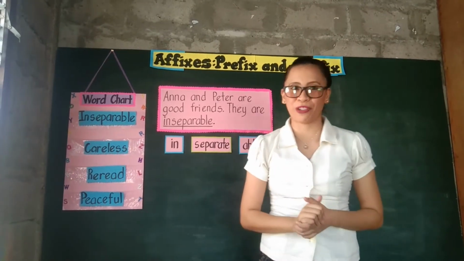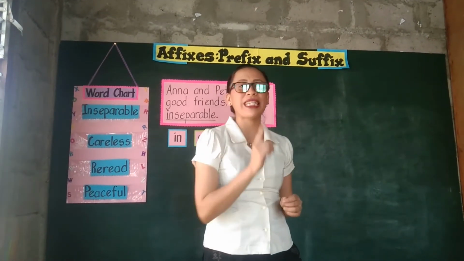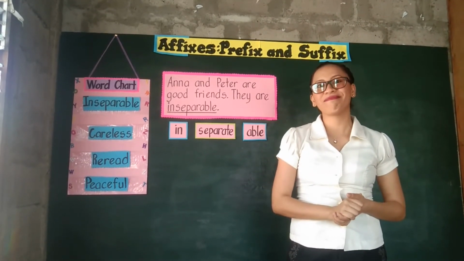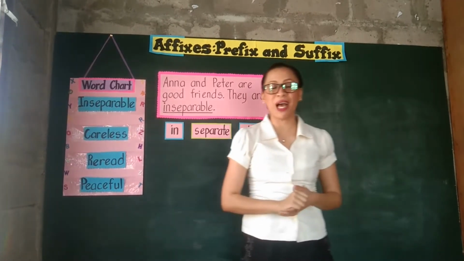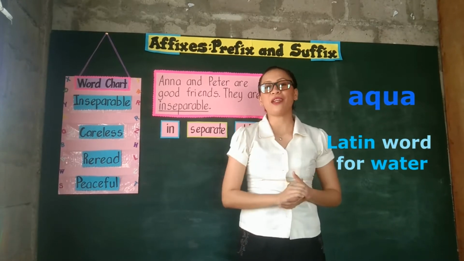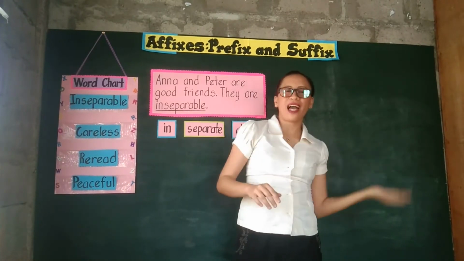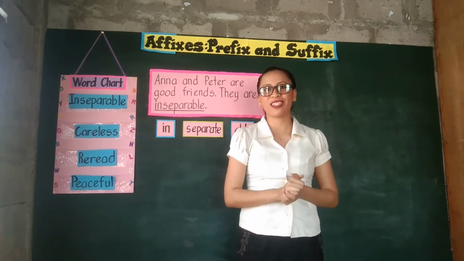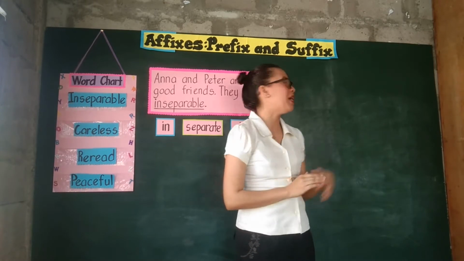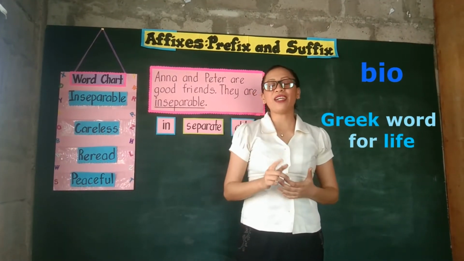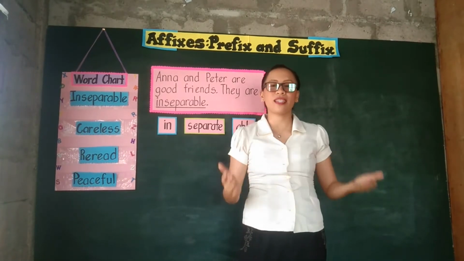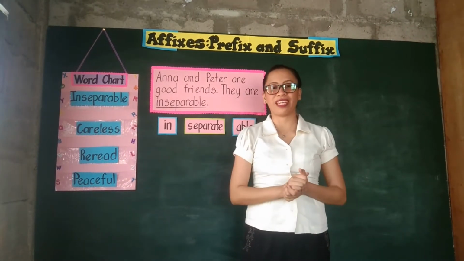Now I've got a trivia for you. Do you know that most affixes are derived from common Latin and Greek roots? That is right. Here are some examples. We have aqua. Aqua is a Latin word for water, like aquarium, where we put the fish, and aquamarine. We also have the word bio. Bio is a Greek word that means life, like biology, or the study of life, or biography.